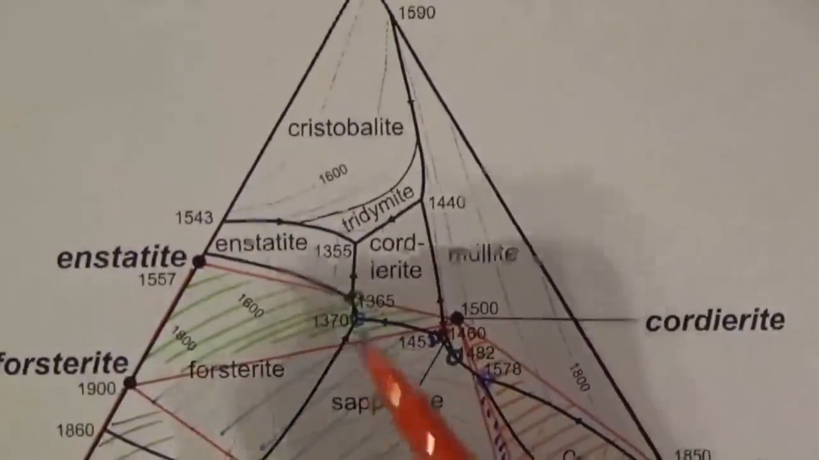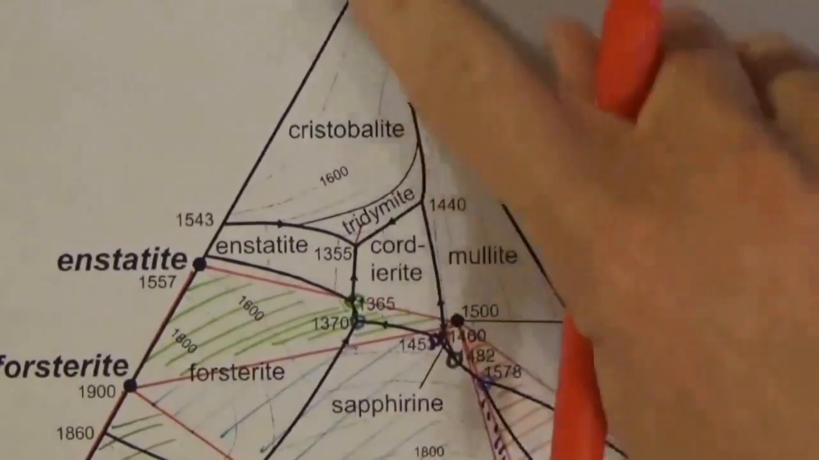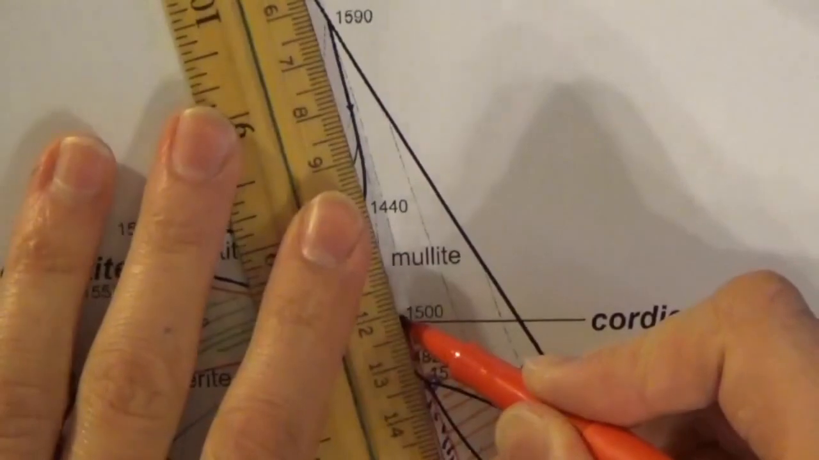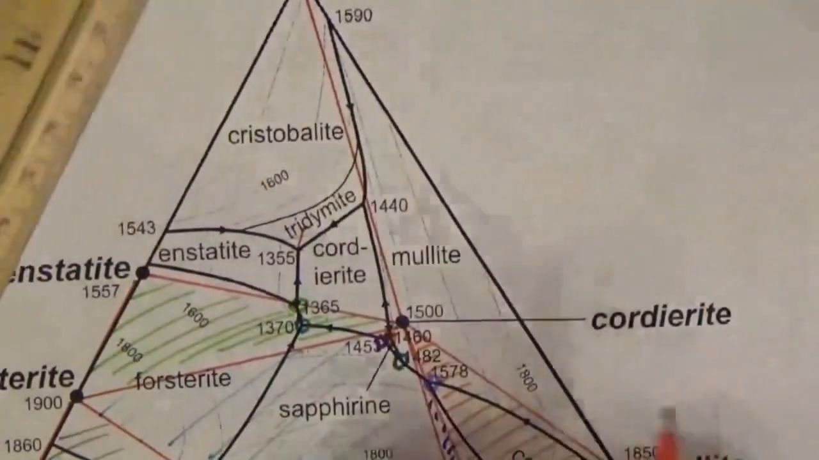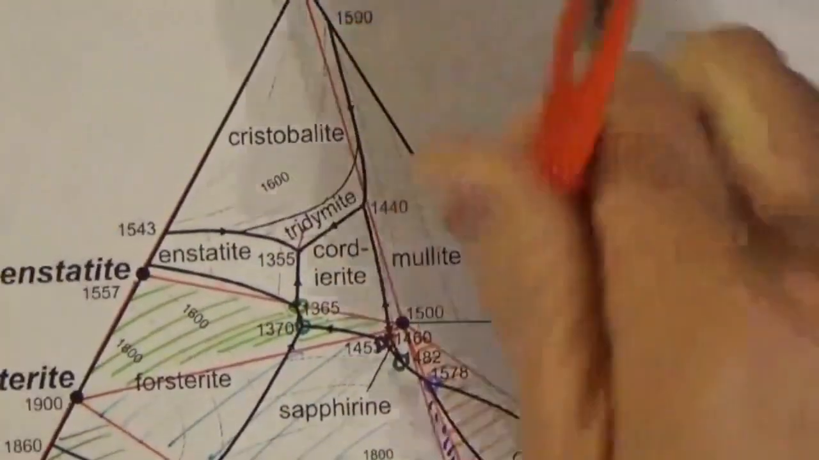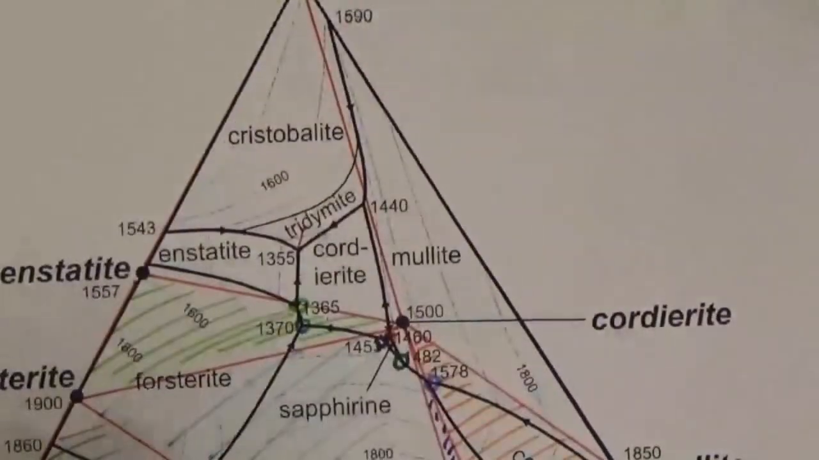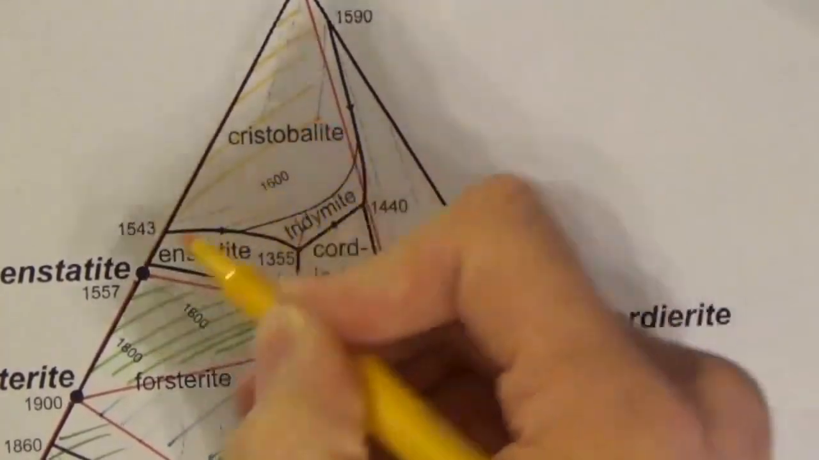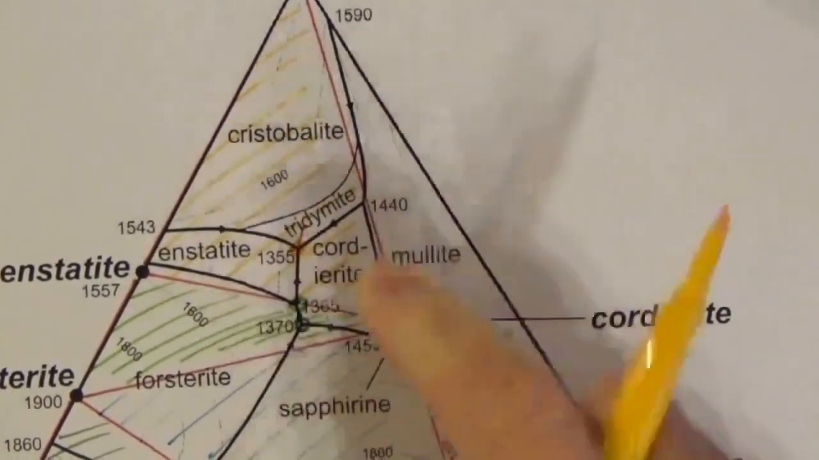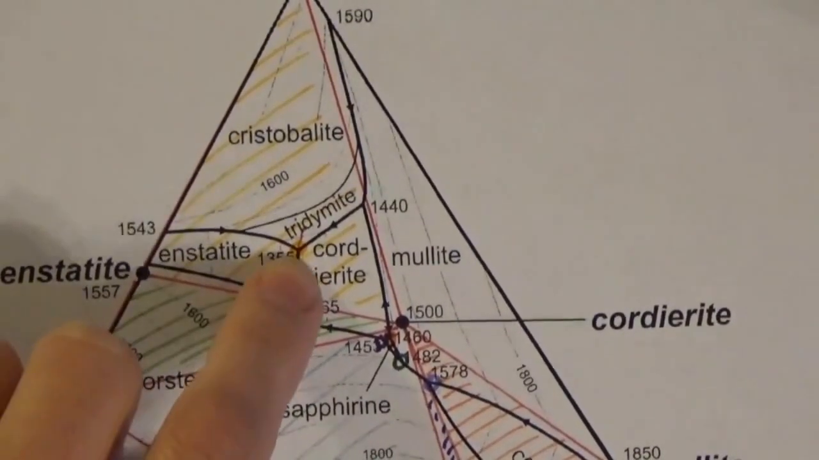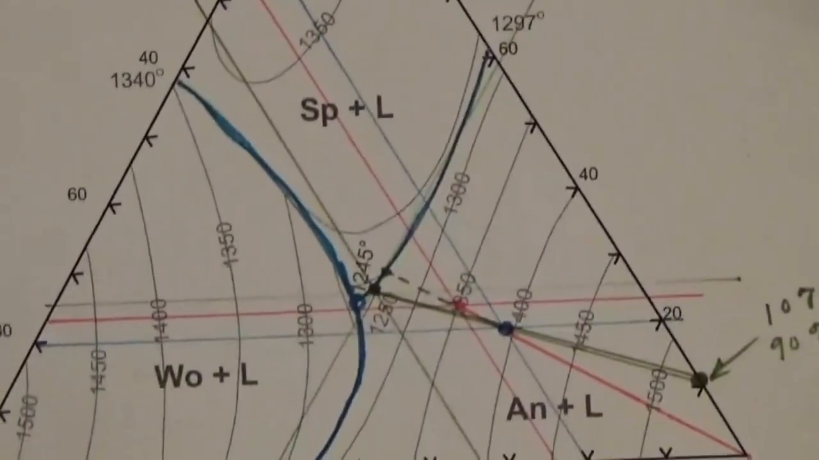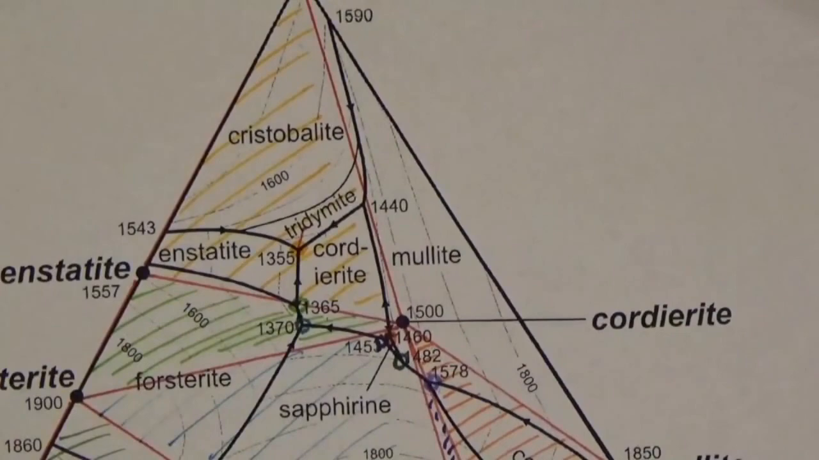And now we've got enstatite, tridymite, and cordierite. So tridymite, cordierite, and enstatite. There, and there. So using gold. Anything that forms within this compositional range, it's going to cool down and it's going to make it to here. So that's a well-behaved eutectic, similar to what we just looked at here, right?